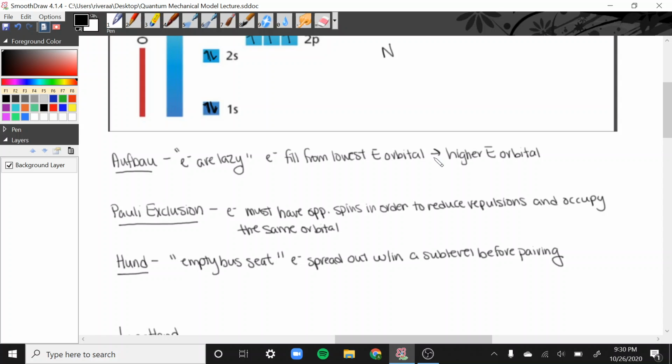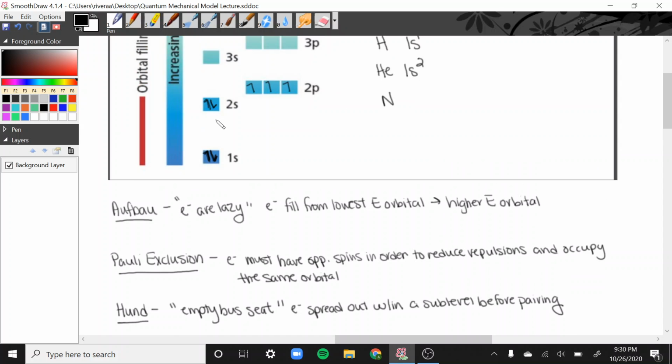Okay, so how do I represent this? This is my diagram. Let's write my configuration. 1s2, 2s2, 2p3. My 1s has 2 electrons in it, my 2s has 2 electrons in it, and my 2p has 1, 2, 3 electrons in it. Okay? This right here that I just wrote, you guys, is called the longhand electron configuration.